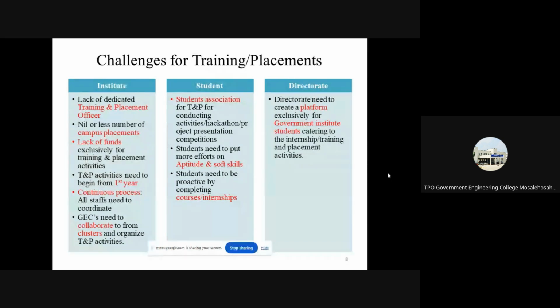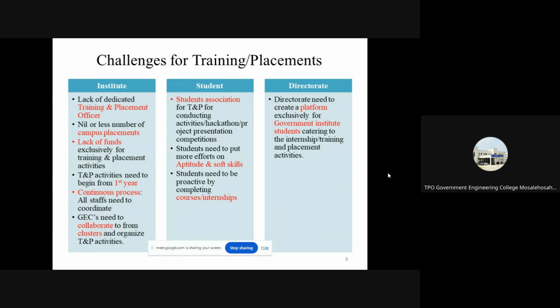Courses, internships, very simple. They can take up NPTEL courses. Students completing the NPTEL courses becomes an added advantage. Companies will ask, you have a degree, what more do you have? So these courses and internships play a vital role.